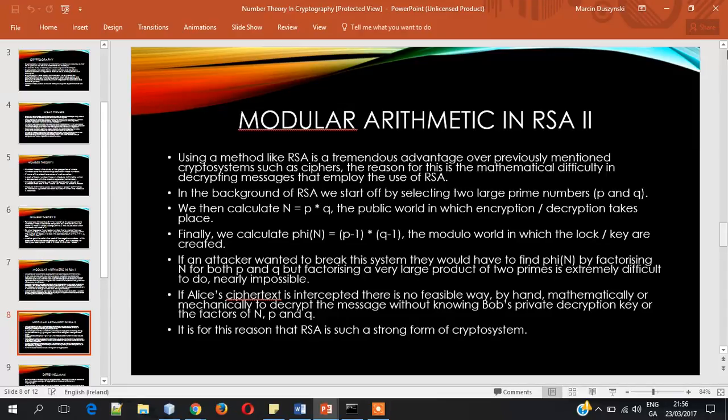If an attacker wanted to break this system, they would have to find phi of n by factorizing n into p and q, but factorizing a very large product of two primes is extremely difficult to do, and it's nearly impossible. So if Alice's ciphertext is intercepted, there's no feasible way, by hand, mathematically or mechanically, to decrypt the message without knowing Bob's private decryption key or the factors of n, p, and q.